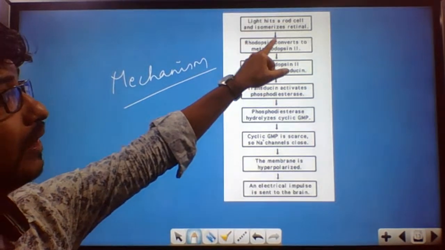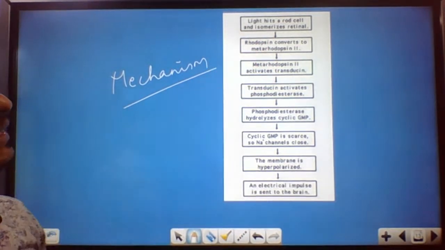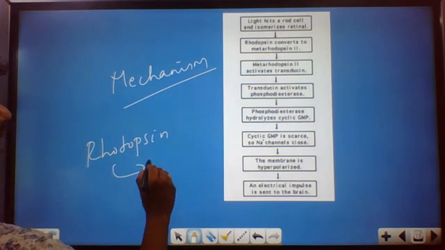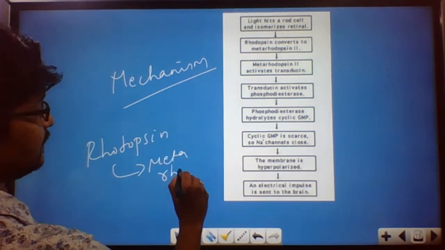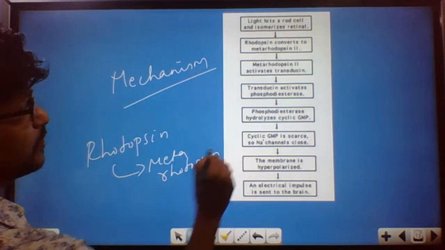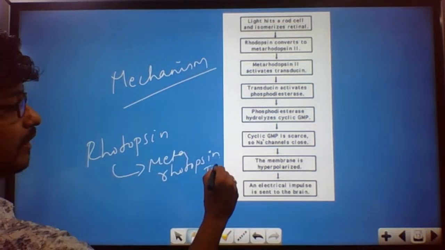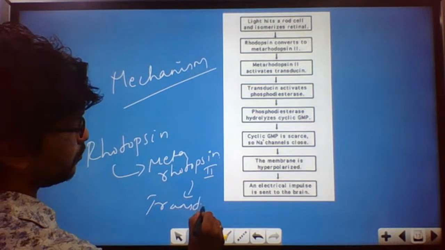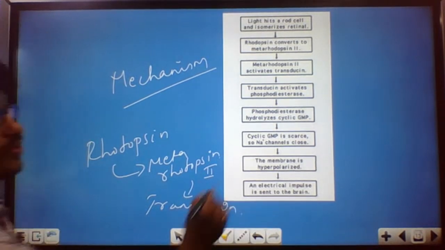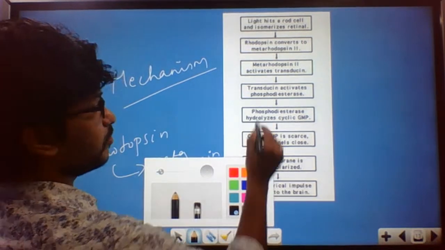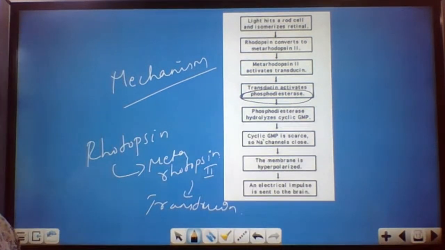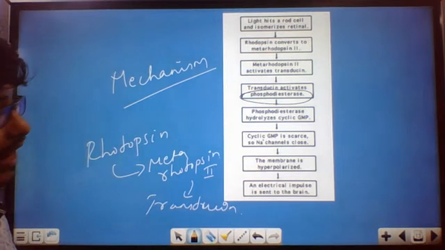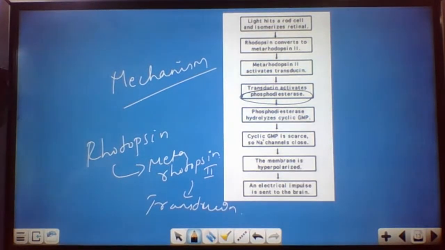Rhodopsin isomerizes the retinal part. So what is happening in the rhodopsin? Once the light hits the rhodopsin, it gets converted to meta-rhodopsin 2. This meta-rhodopsin 2 activates transducin, and transducin activates the phosphodiesterase enzyme. The main enzyme that you can see in this case is phosphodiesterase, which hydrolyzes cyclic GMP.